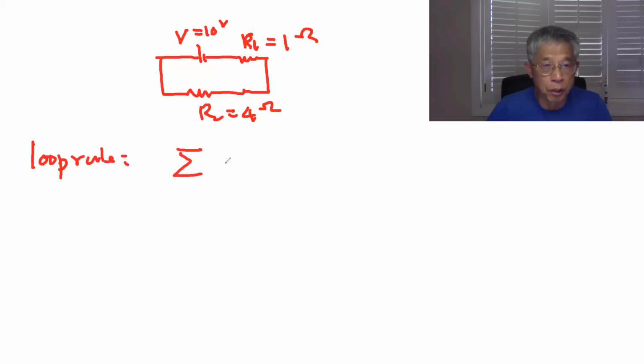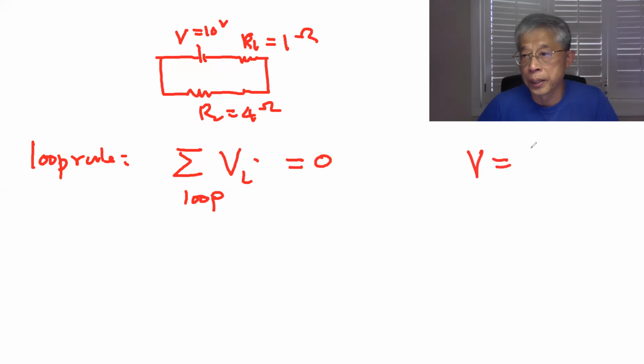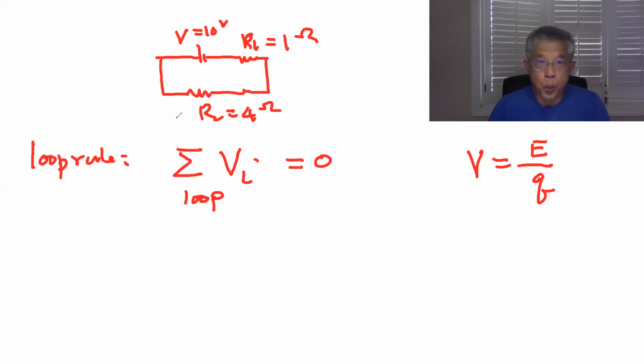The summation of all the voltage differences around a loop is equal to 0. Remember, electric potential is energy per charge. So that's why we call it the energy conservation rule, because we are talking about the energy around a loop, and we add them all together, it's 0. It's a constant, and the constant is 0. So the energy is conserved in that sense.